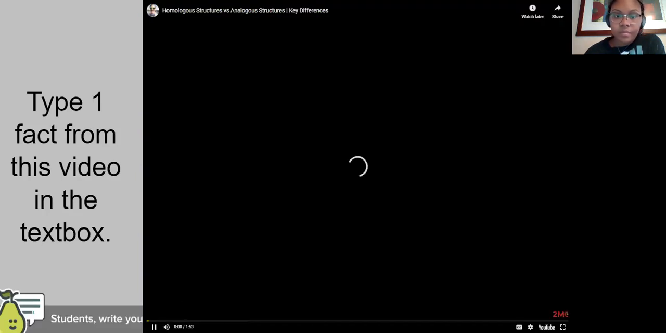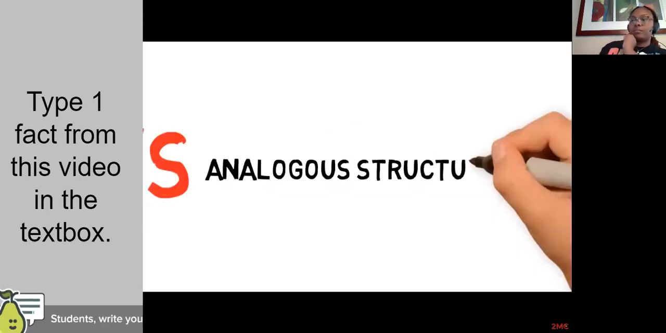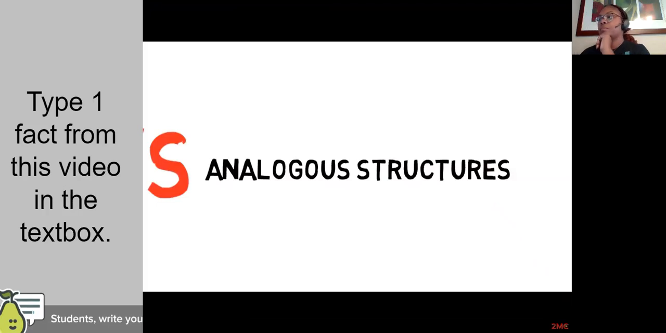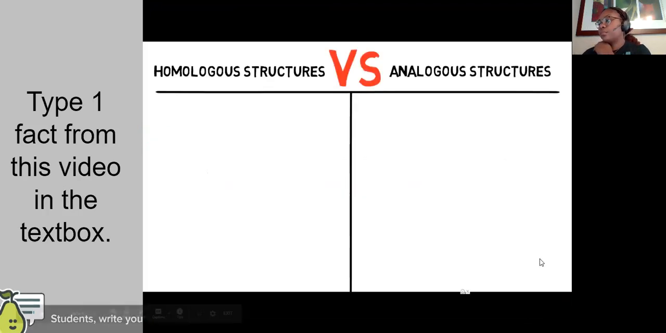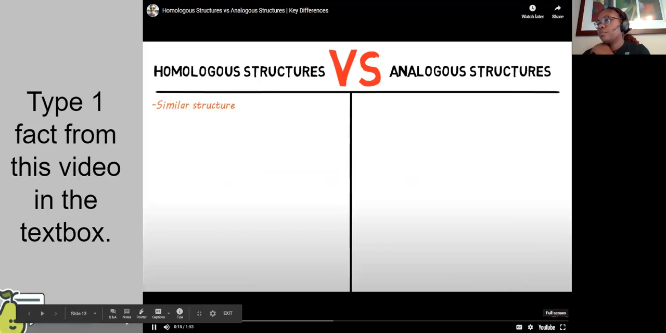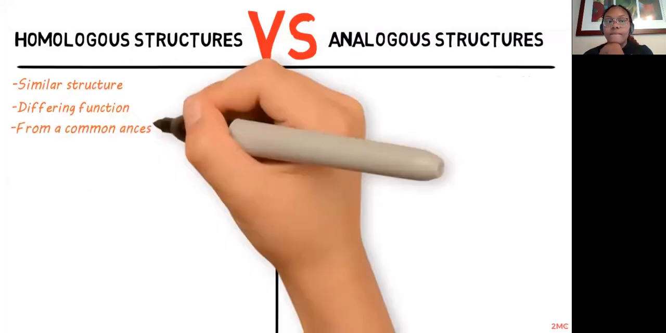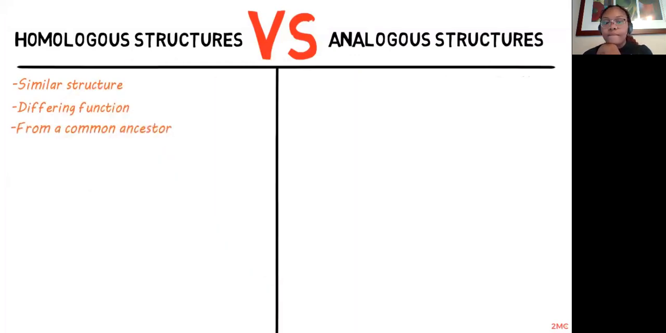Thanks for stopping by. Today we're talking about the differences between homologous structures and analogous structures. So this is a topic you may come across in biology or evolution. Let's talk about homologous structures first. So homologous structures have a similar structure, meaning their anatomy or the bone structure is similar. They have a differing function, so a wing versus an arm versus a fin, for example. And they form from a common ancestor. So they have a common ancestor that gave them that structure.